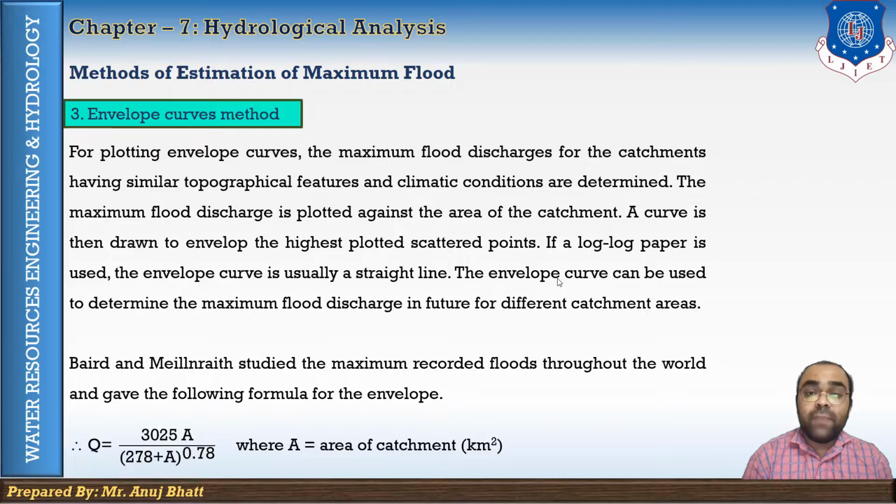With that, Bad and Milrate studied the maximum recorded floods throughout the world and gave a formula for the envelope curves method. The formula for peak discharge is Q is equal to 3.025 A upon 278 plus A raised to 0.78, where again A is the area of the catchment. So this was about the envelope curves method.